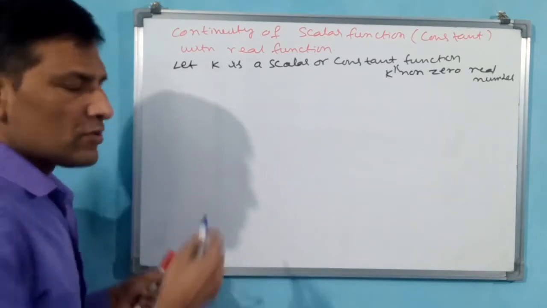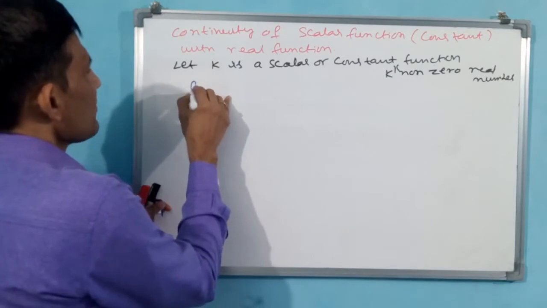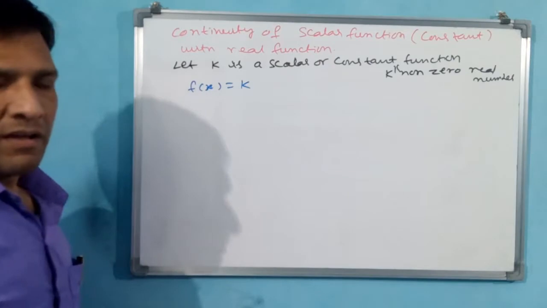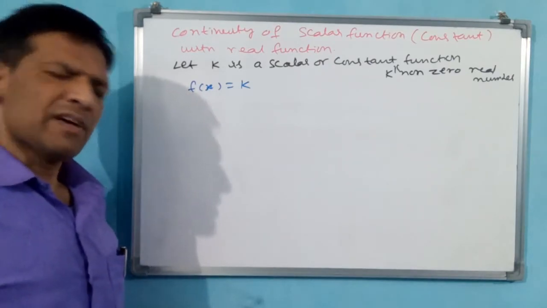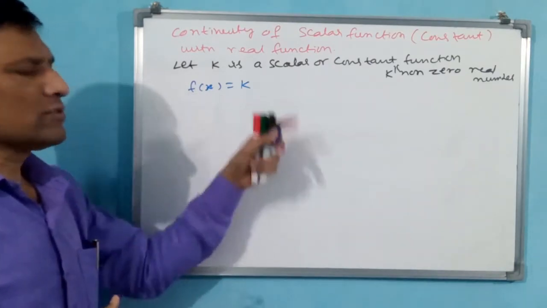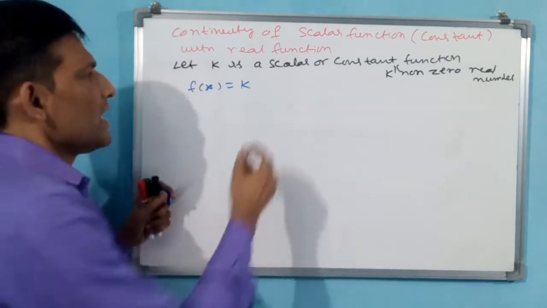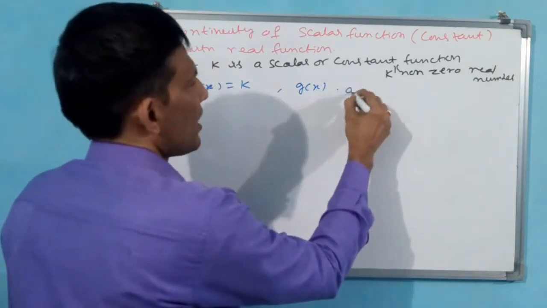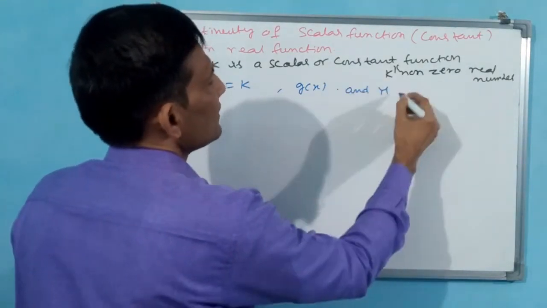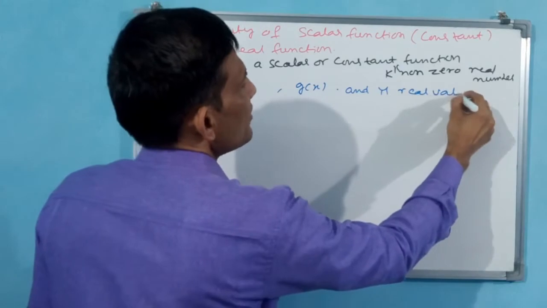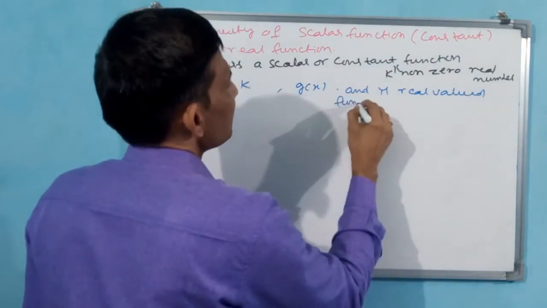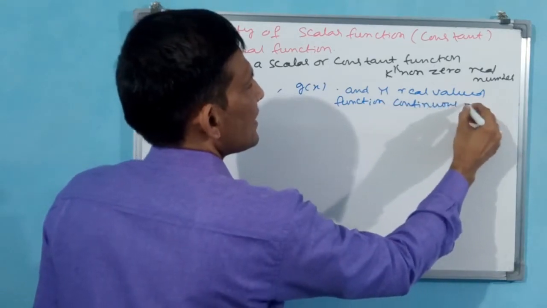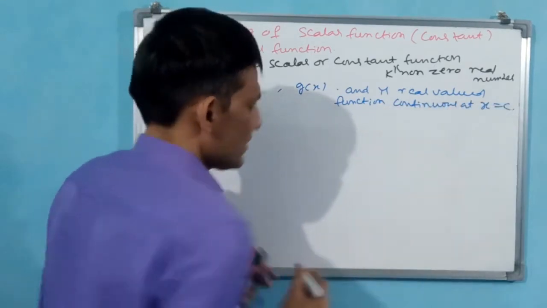Let us see now. See what I am writing. That means f of x is equal to k. When k is a constant function, the first function we will take is f only. F of x is equal to k only we will take. Let g of x also be one function, and it is a real valued function, continuous at x is equal to c.